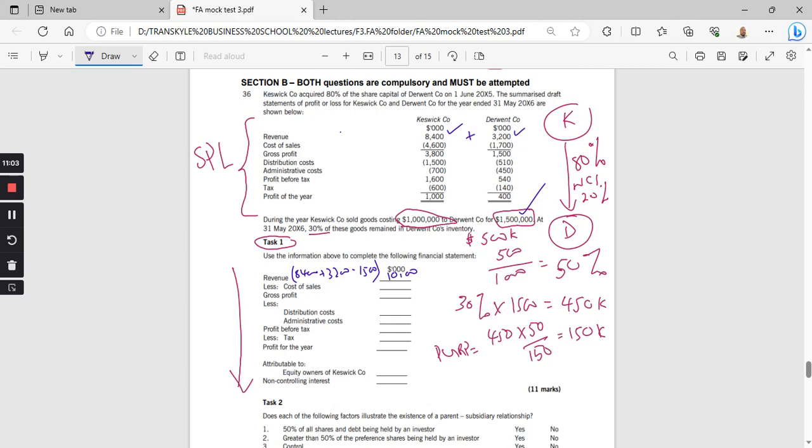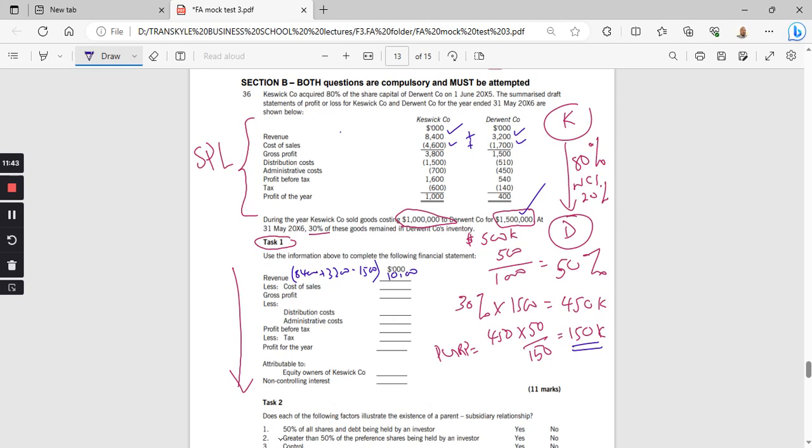Then on the cost of sales, we are going to say 4.6 plus 1.7. But remember, the 1.5 million which was charged by the parent when the goods were sold to the subsidiary should also be deducted. Why? Because it's not a cost of sale, because that was not a sale. So we need to deduct that. And then we need to add this 150. The provision for unrealized profit has to be added to the cost of sales.